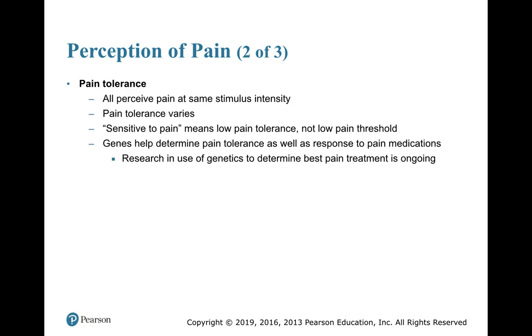All of us perceive pain at the same stimulus intensity. So someone doesn't get more action potentials than someone else. But our pain tolerance, our perception of pain, is different. Sensitivity to pain means a low pain tolerance, not a low pain threshold. And there are genetic reasons for that, as well as response to pain medications, and lots of research into how to control pain.